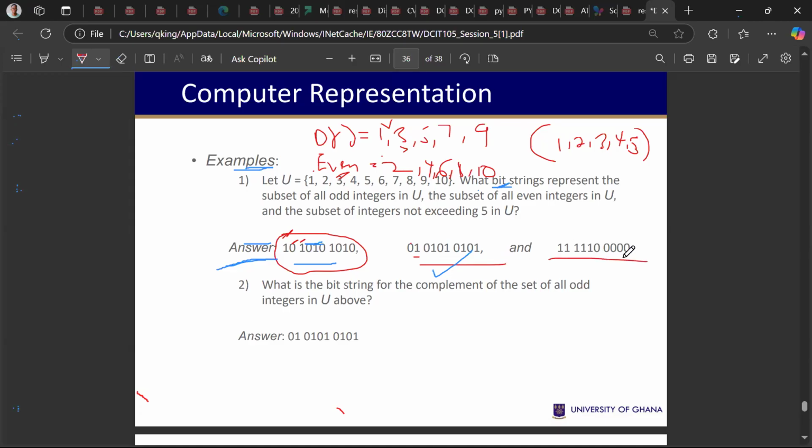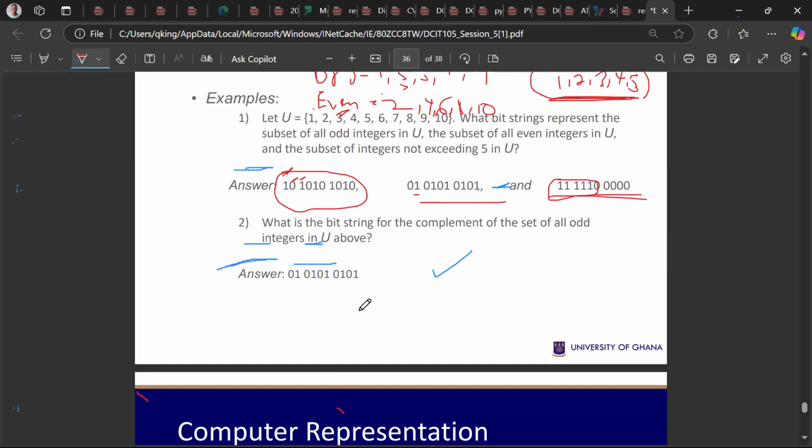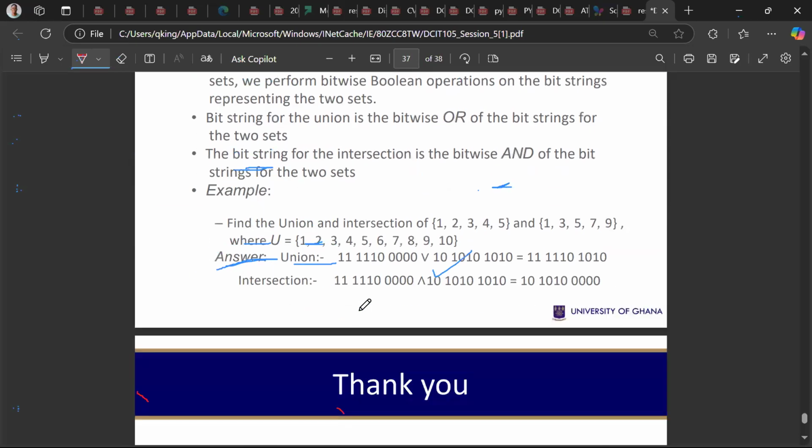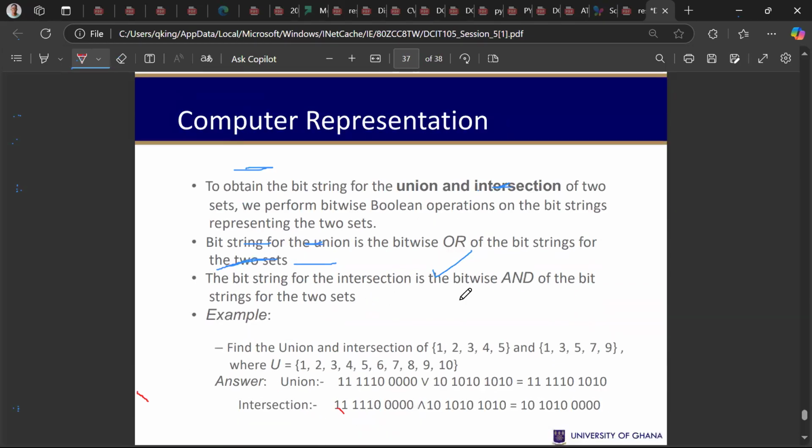And then with the last one, not exceeding 5, the first 5 elements can be found in the universal set and also in the set containing elements that do not exceed 5, so they are represented by 1. The remaining 5 digits, 6, 7, 8, 9, 10, are represented by 0. Simply put, that is what we mean by the computer representation of sets.